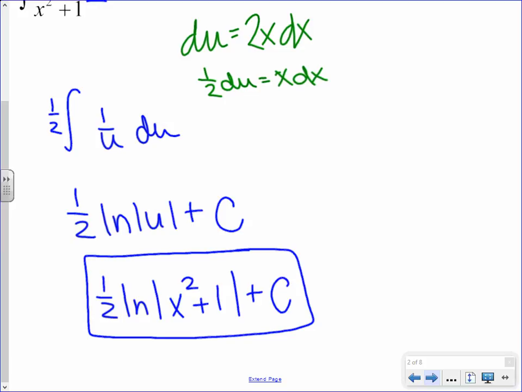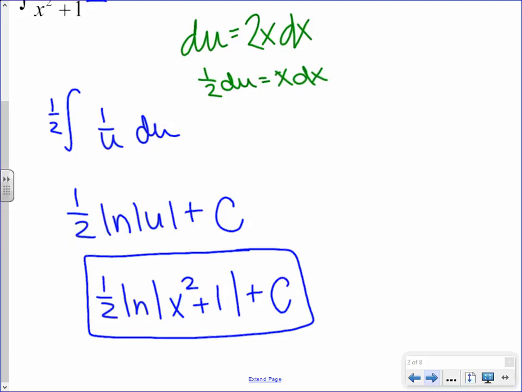If we take the derivative of that function, we would get back to what was originally inside our antiderivative. So we can kind of check our answer, if you will. Now, what's true about x squared plus 1? Its value is always what? Positive. Can it ever be 0? No. So we put these absolute values on here because we need our values to be positive.